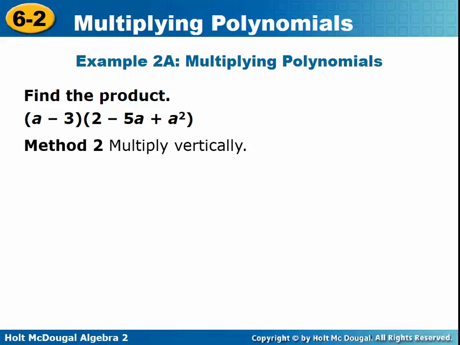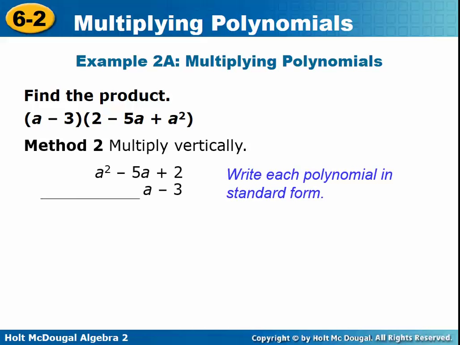We're going to do this one another way. There's more than one way to do this problem, just like there is more than one way to do many math problems. Let's try it vertically. You're going to write the longer polynomial on top. And so in this case, that's the second polynomial.